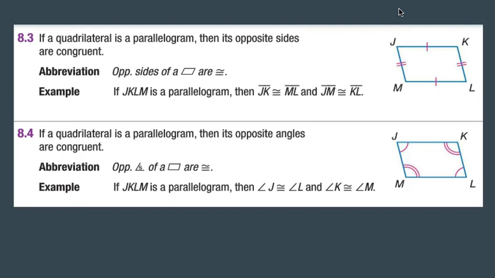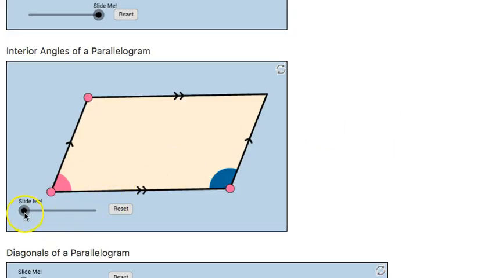Then, if a quadrilateral is a parallelogram, then its opposite angles are congruent as well. So once again, I'm going to show you these opposite angles, as you see here. This is opposite of this one. These are congruent, and these are congruent as they are also opposite as well.